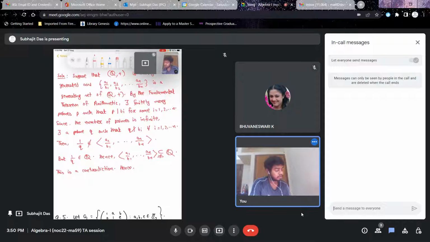Hence, Q under addition cannot be finitely generated. It is infinitely generated, or rather we say it is not finitely generated. It can't be finitely generated.